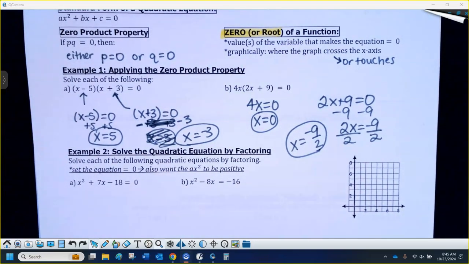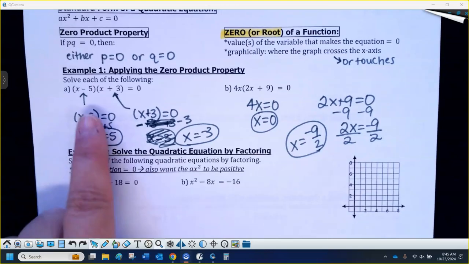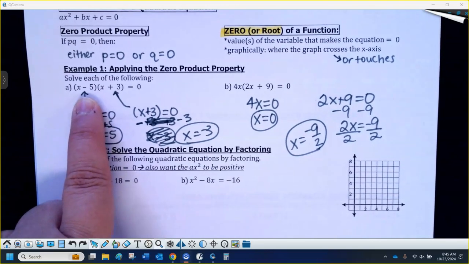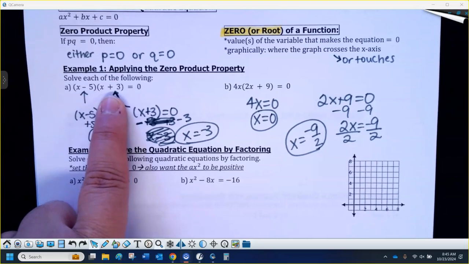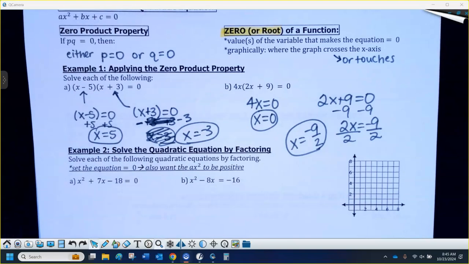I don't usually like write out a bunch of work for these questions. Like if I did this first one again, I'd be like, okay, what I plug in for x to make that 0? If that's a -5, I'd plug in +5. If that's a +3, I'd plug in -3 to cancel it out.